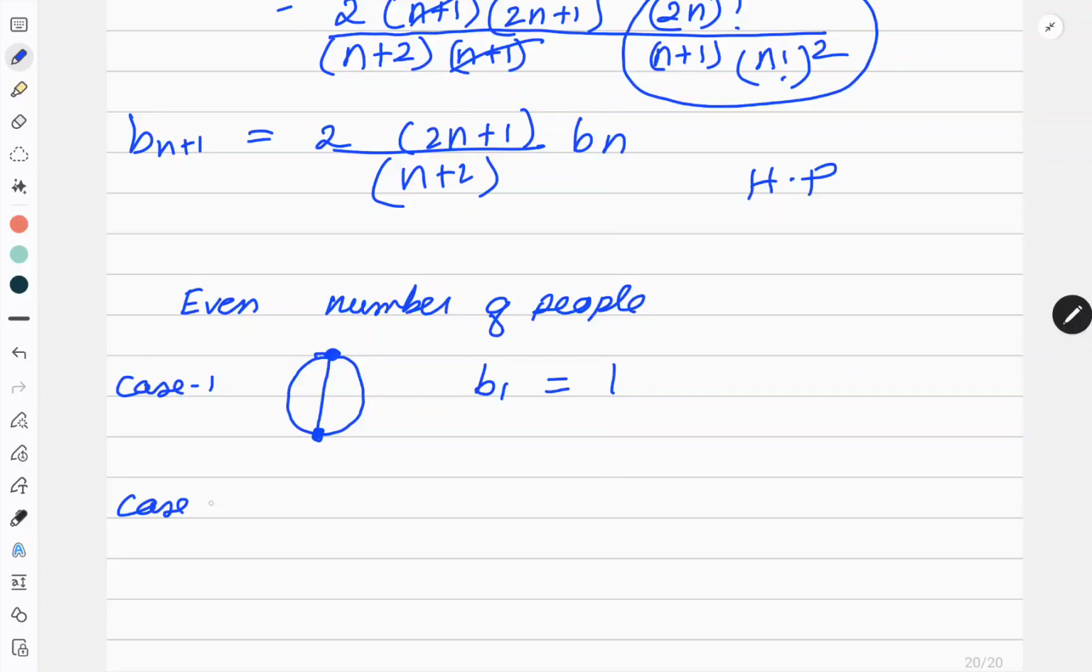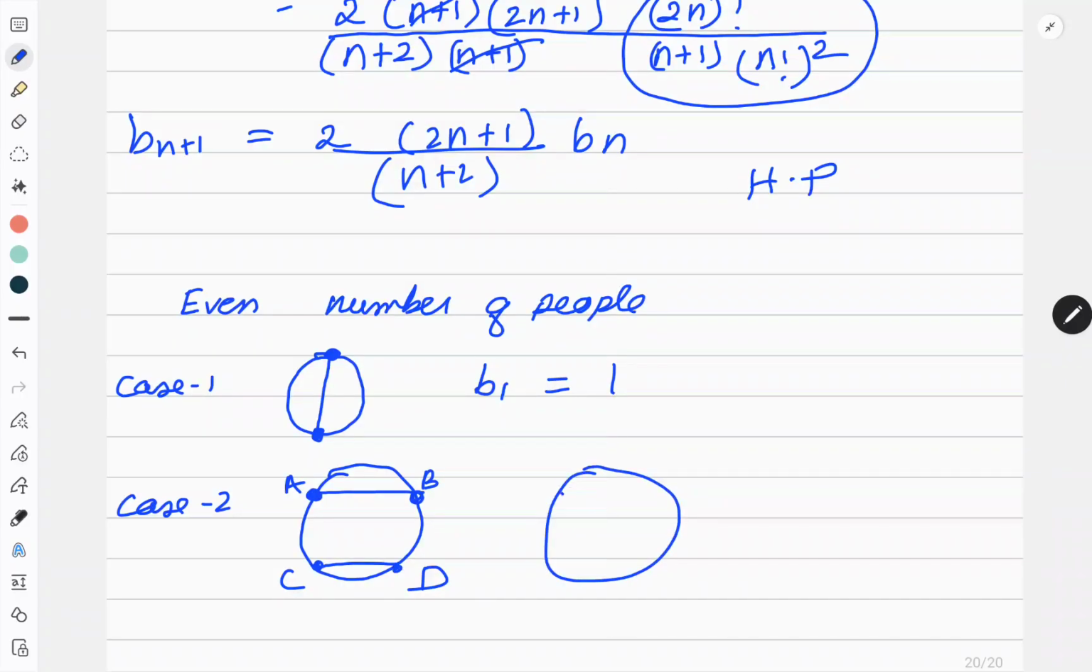If you talk about case 2, now I have 4 people sitting. Let me name them to make it more clear: A, B, C and D. Now how many ways can they do the handshake without crossing each other? AD and BC cannot do it, because if they do so, their hands will be crossed. So how can they do it? AB can do and CD can do.